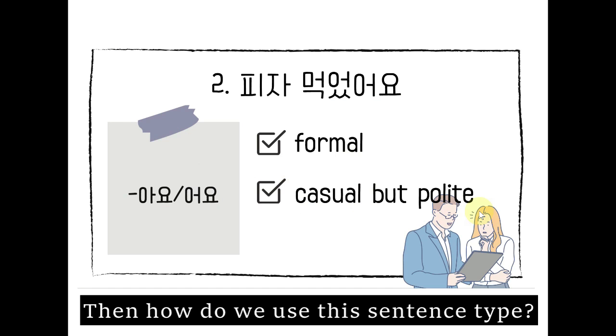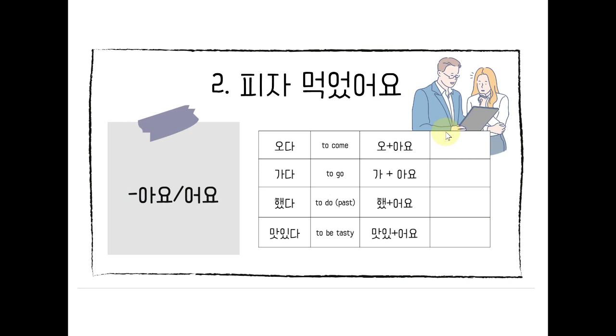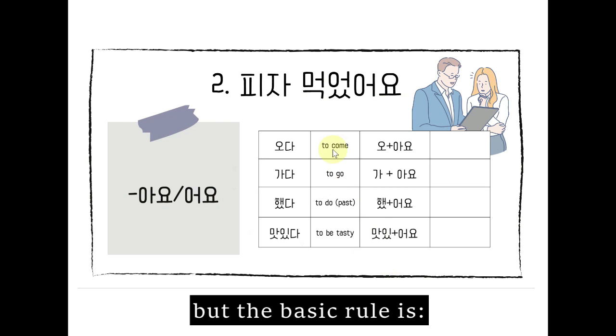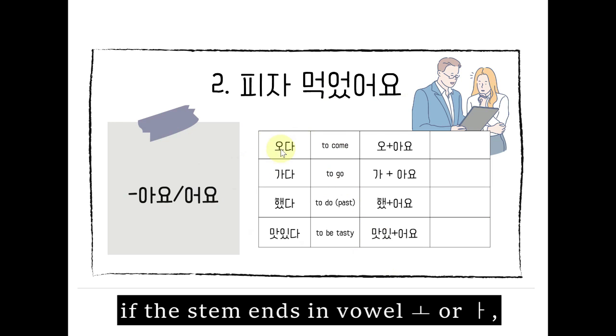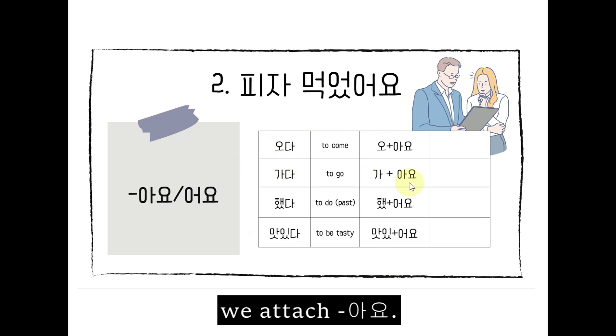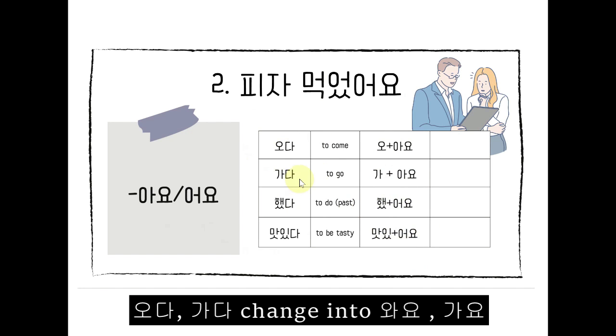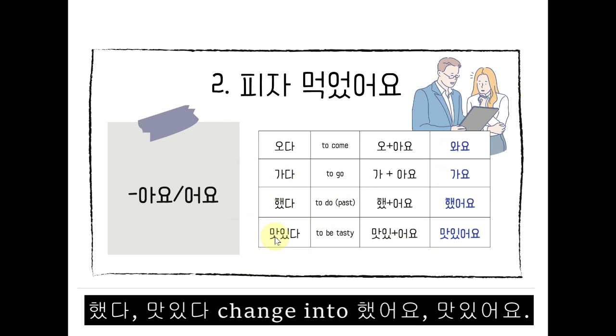Then how do we use this sentence type? The rule is not quite simple, but the basic rule is if the stem ends in vowel 오 or 가, we attach 아요. In other cases, we attach 어요. 오다, 가다 change to 와요, 가요. 했다, 맛있다, they change into 했어요, 맛있어요.